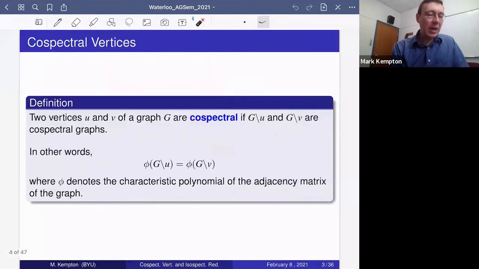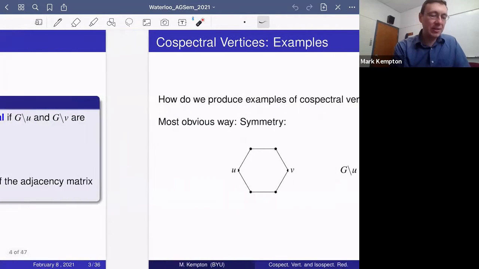This leads us to the definition of cospectral vertices. We say that two vertices in a graph are cospectral to each other if G minus U and G minus V are cospectral graphs. Or in other words, if the characteristic polynomial of the adjacency matrix for G minus U is the same as the characteristic polynomial for the adjacency matrix of G minus V. So the question arises: how can cospectral vertices appear?